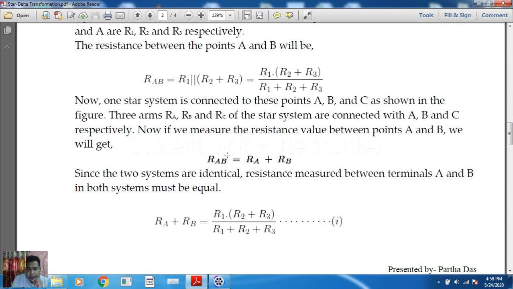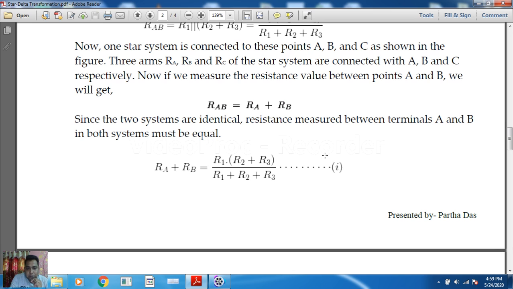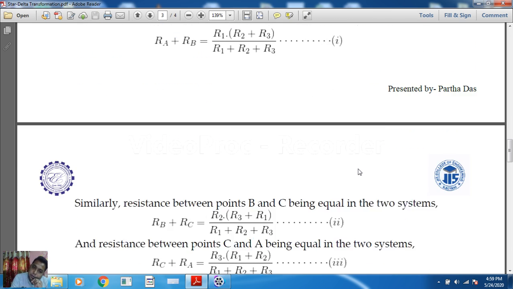See, it is written over here: RAB in case of star connection is RA plus RB. We have assumed that for the conversion from star to delta or delta to star, the resistance between any two terminals is the same. So we can say that this amount of resistance, R1 into R2 plus R3 divided by R1 plus R2 plus R3, present in the delta connection, must be the same as RA plus RB present in the star connection. That is our equation number 1.